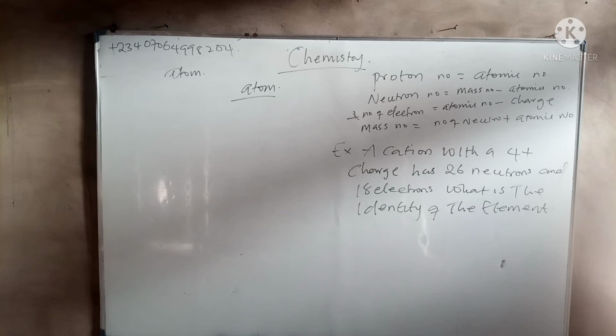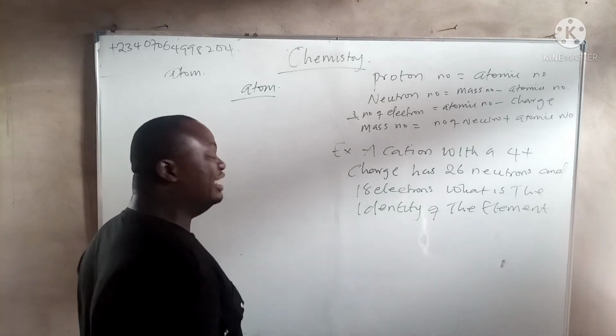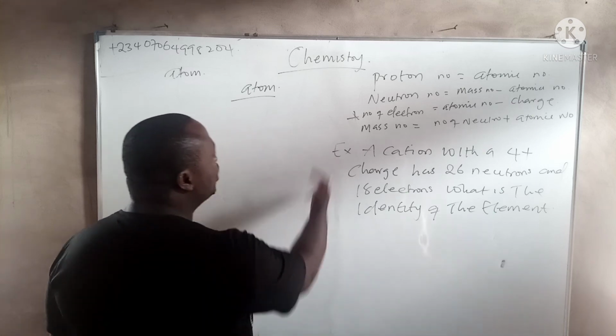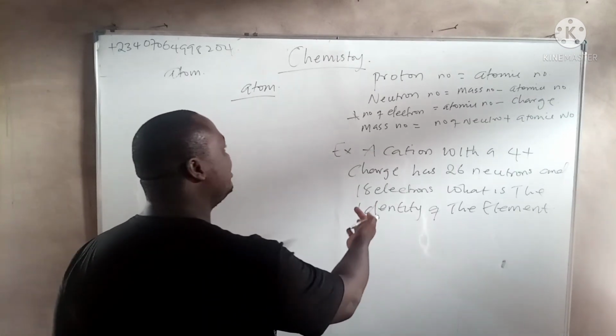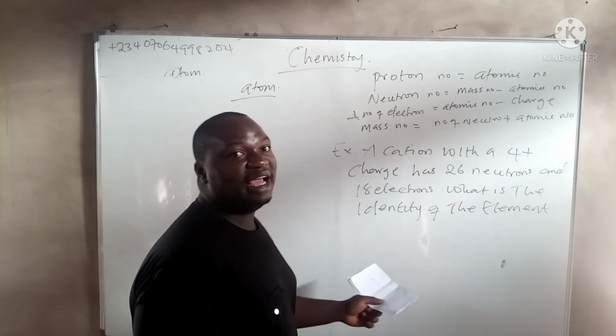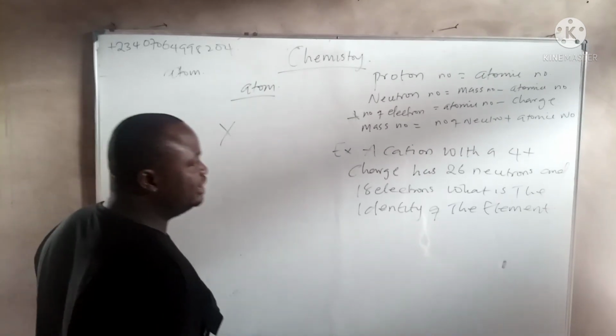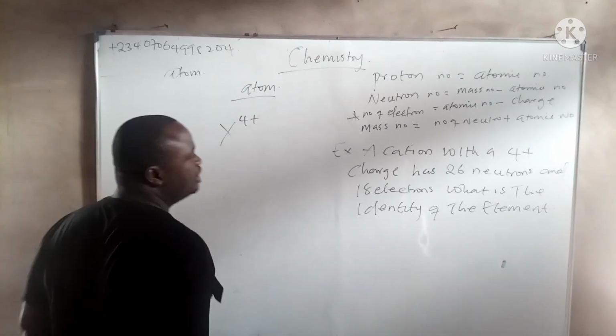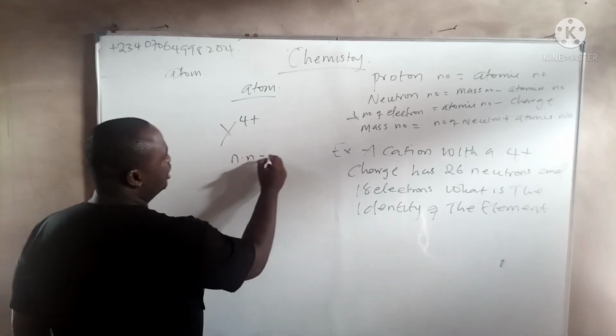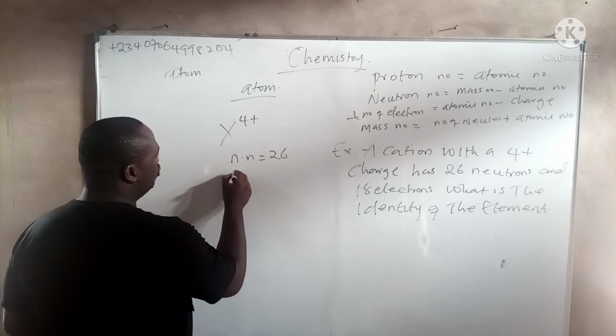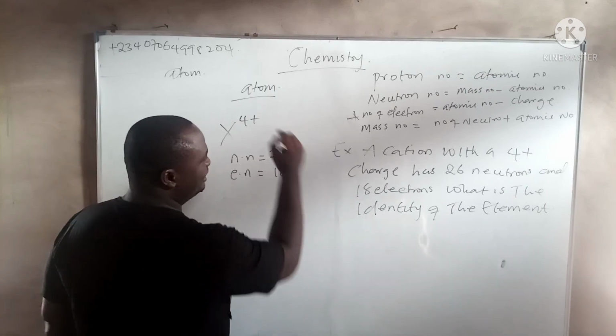You have a question. A cation with a 4+ charge has 26 neutrons and 18 electrons. What is the identity of the element? Remember, I just told you that the atomic or proton number is what determines the identity of the element. In this question, all you need is the identity. If you can get the atomic number, you will know the identity of the element. Now, a cation, let's call it S since you don't know the identity yet, has a 4+ charge. The number of neutrons is equal to 26, and the electron number is equal to 18.